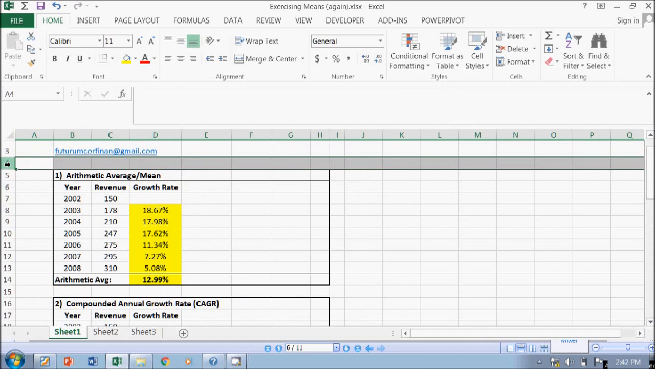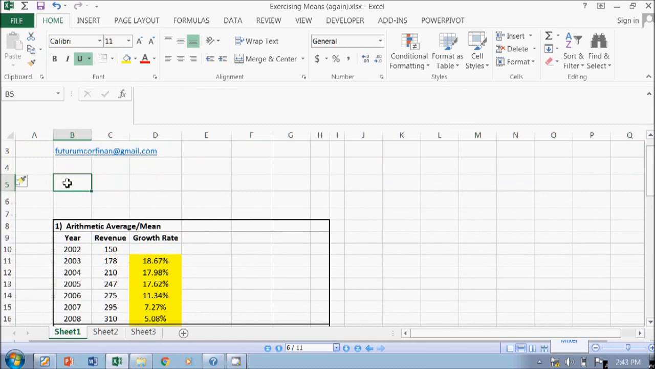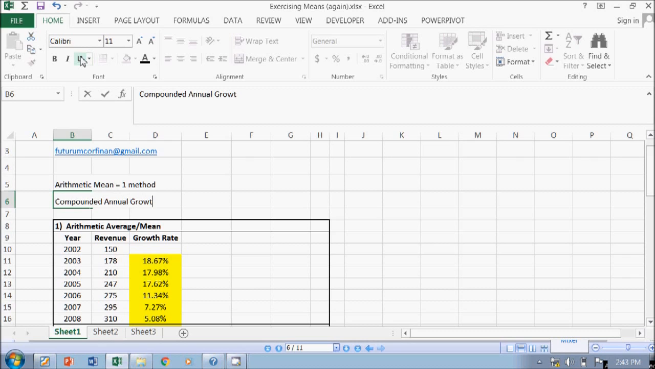Hopefully you remember that. So for the arithmetic mean, you have one method, and for the compounded annual growth rate, two methods. I have another method, but I think we focus first on these two methods.